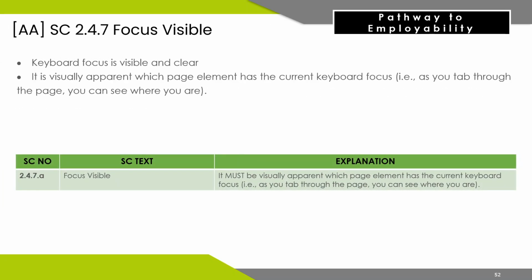The requirements for success criterion 2.4.7 Focus visible are 2.4.7.a Focus visible. It must be visually apparent which page element has the current keyboard focus, i.e., as you tab through the page, you can see where you are.